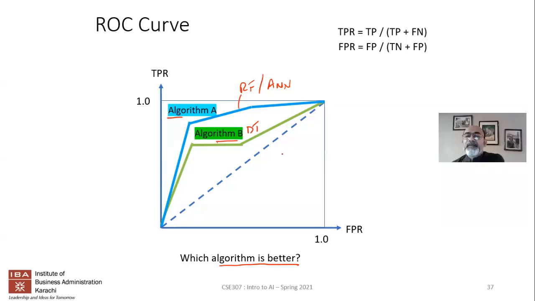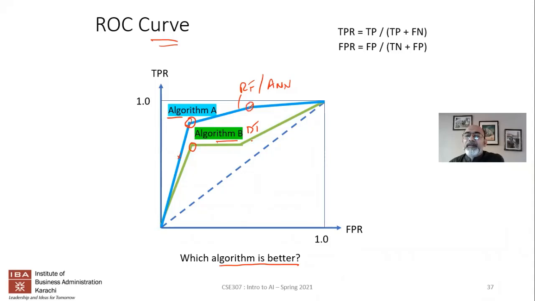This should be fairly straightforward, and it comes out from your previous answer. When you're comparing two algorithms, you would compare the entire curve. You don't just look at an individual point, but you compare the entire curve, and you would say that clearly algorithm A is better in almost all points. There are lots of points which are superior. If you look at this point, it is superior to this one, because clearly it has a higher TPR for about the same FPR.